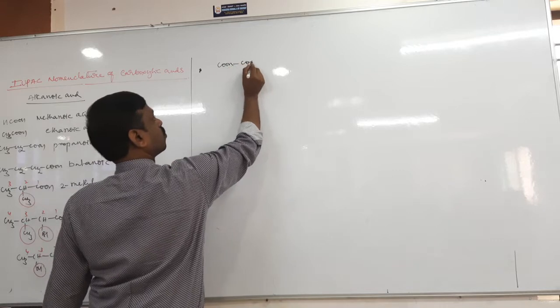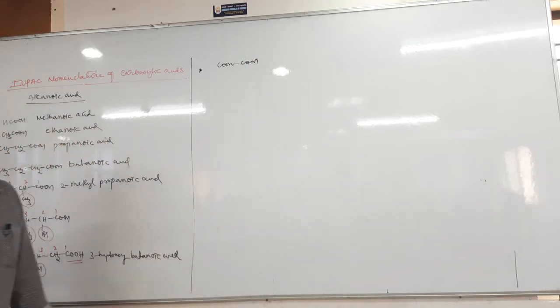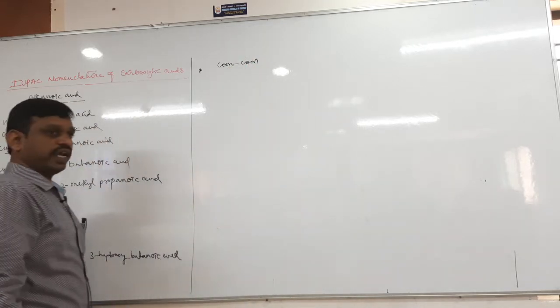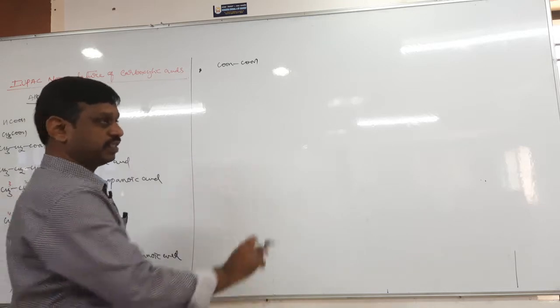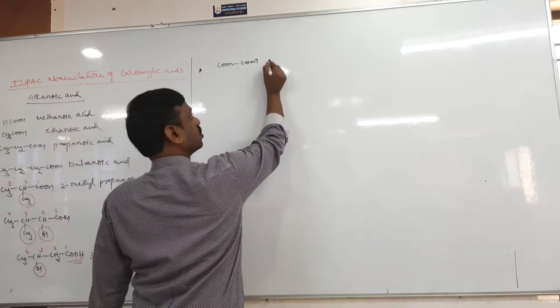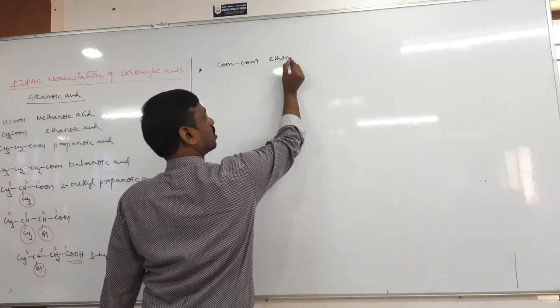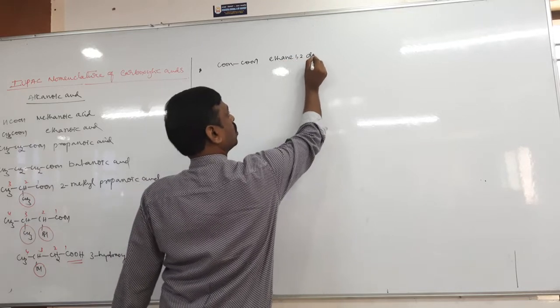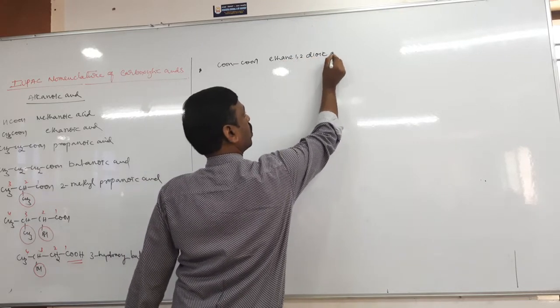COOH, COOH. It is a dicarboxylic acid. Its name is oxalic acid. Tell me, meth, eth. It is an ethane 1,2 dioic acid. No, ethane 1,2 dioic acid.